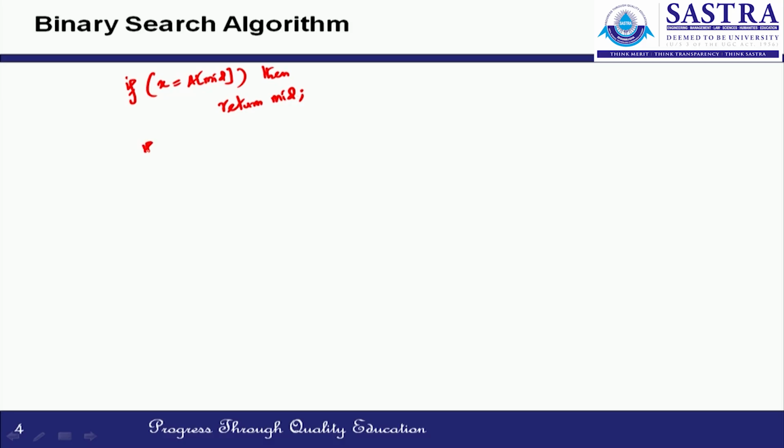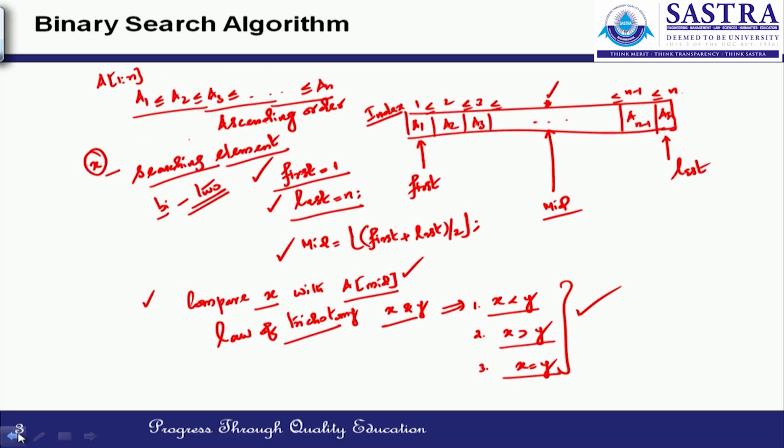If x is less than A of mid, then the search range should be reduced to about 50%. Here the mid location is pointing to this element, this is A of mid. The array elements are in sorted order.